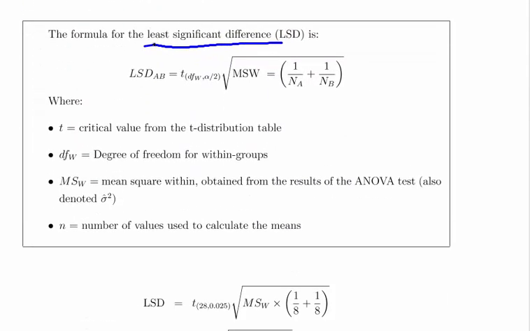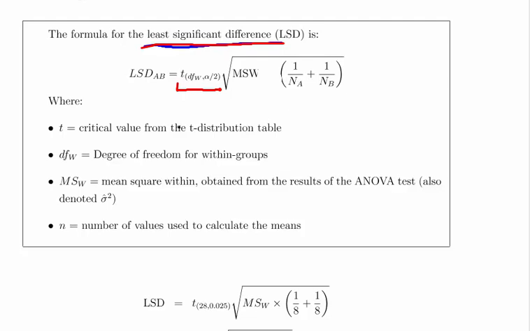Okay. The formula for the least significant difference, LSD for AB, where AB is the first and second groups, is our test statistic, our critical value or quantile. It is the t with degrees of freedom based on the within degrees of freedom, which we'll go back to shortly. In this case, it was 28. Times the mean squared for within groups times 1 over NA plus 1 over NB.